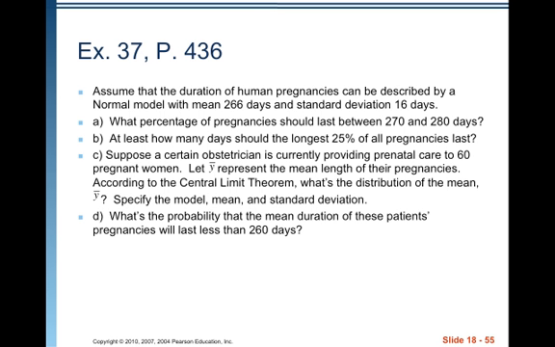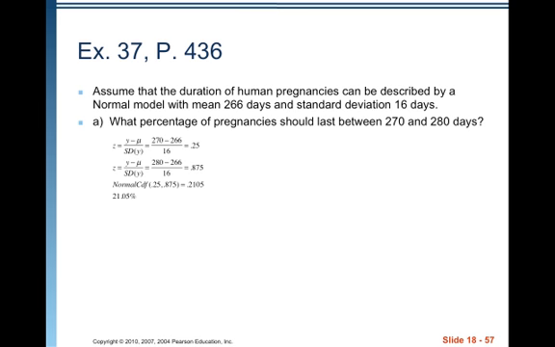Okay, so we've looked at proportions. Let's look at sample means. Assume that the duration of human pregnancies can be described by a normal model with mean 266 days and standard deviation 16 days. We're going to consider several questions here. The first one is: what percentage of pregnancies should last between 270 and 280 days? So we're not averaging anything here. We're just looking at the quantitative data itself.